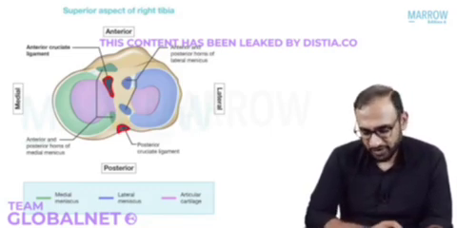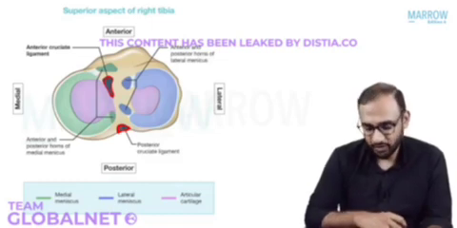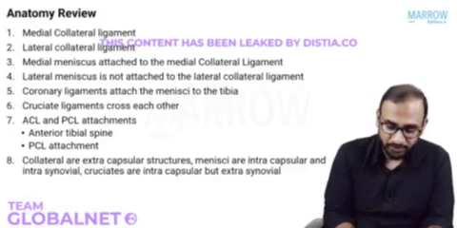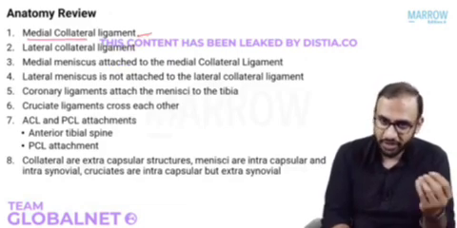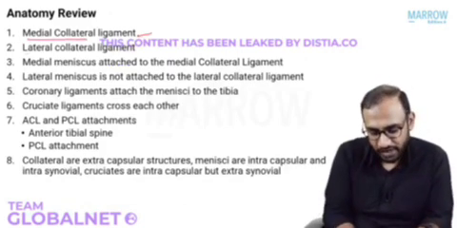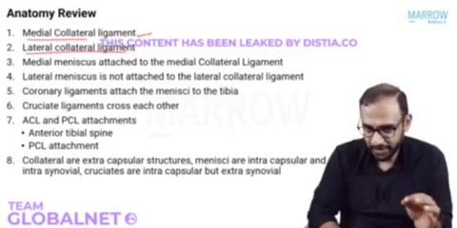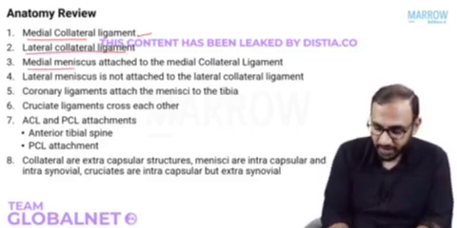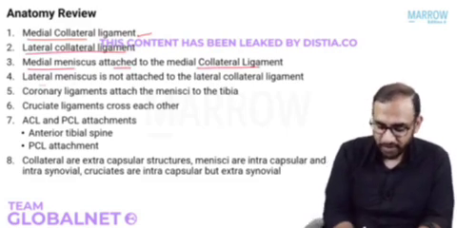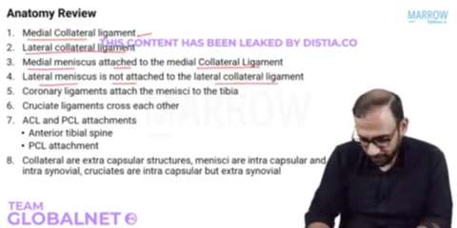Okay, so this is just a quick recap of the anatomy around the knee, and these are the talking points. The medial collateral ligament we have discussed. We have talked about their anatomy and their location. The lateral collateral ligament we have talked about where it is attached and how it is not adherent to the lateral meniscus. The medial meniscus is attached to the medial collateral ligament. The lateral meniscus is not attached to the lateral collateral ligament.